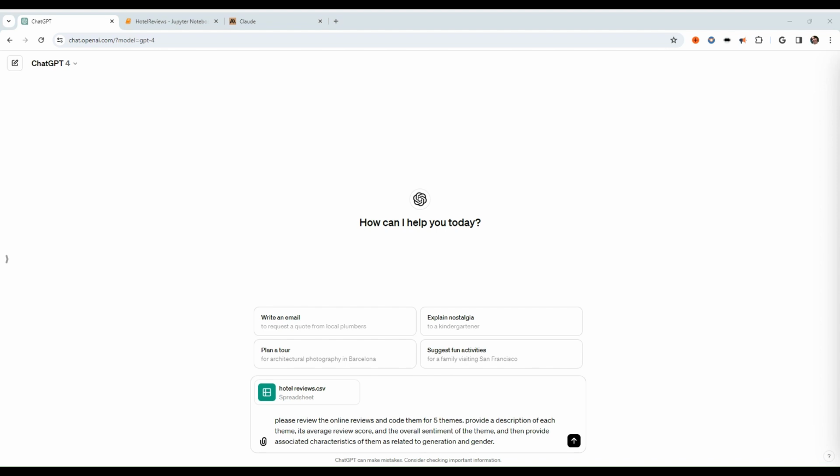ChatGPT review all of our reviews and code them for our five top themes, and then provide the average review score for those themes and the overall sentiment for the theme, and then provide the associated characteristics with them, such as gender and generation.